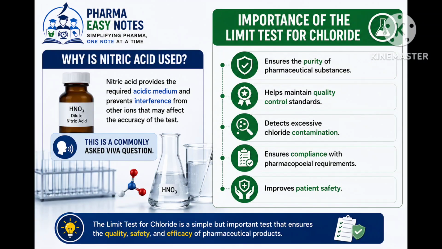Why is nitric acid used? Nitric acid provides the required acidic medium and prevents interference from other ions that may affect the accuracy of the test. This is a commonly asked Viva question. Importance of the limit test for chloride. Ensure the purity of pharmaceutical substances, helps maintain quality control standards, detects excessive chloride contamination, ensures compliance with pharmacopoeial requirements, improves patient safety.